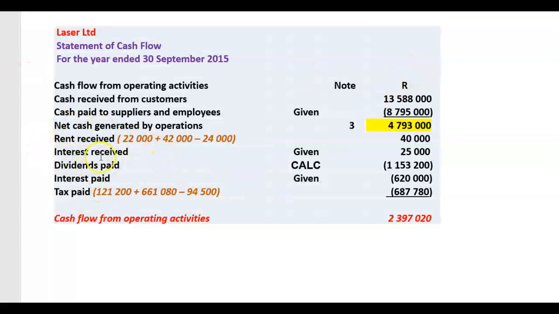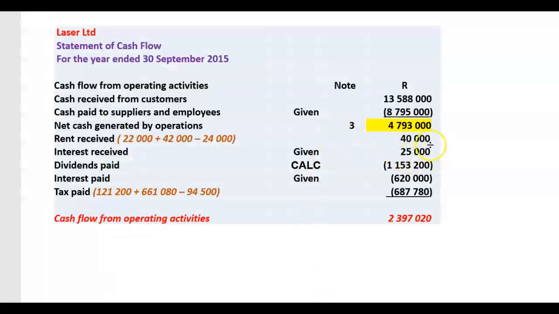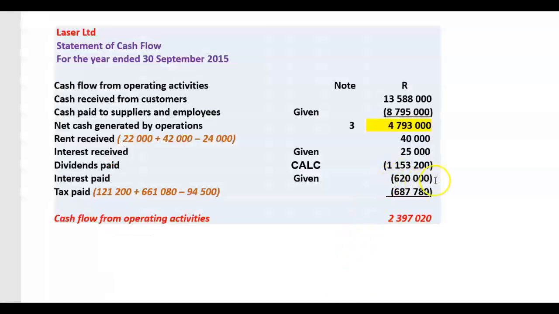Then interest received. Well, nothing happened. I don't have any further information on interest. So therefore here, again, interest on investment, it's investment income, 25,000 Rand, which is that 25,000 Rand. Dividends, let's just park dividends for the moment. Interest paid. Now, there was also nothing more about interest. So interest on the mortgage bond paid, 620,000. That is that amount there.